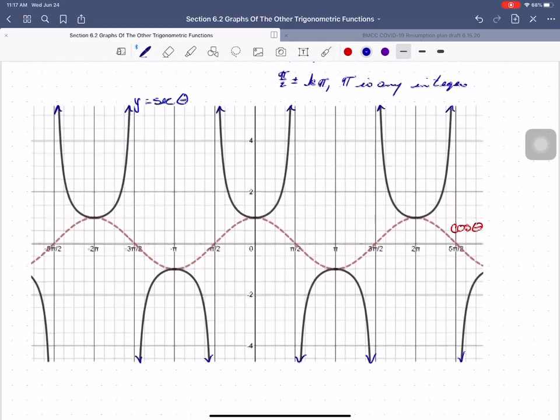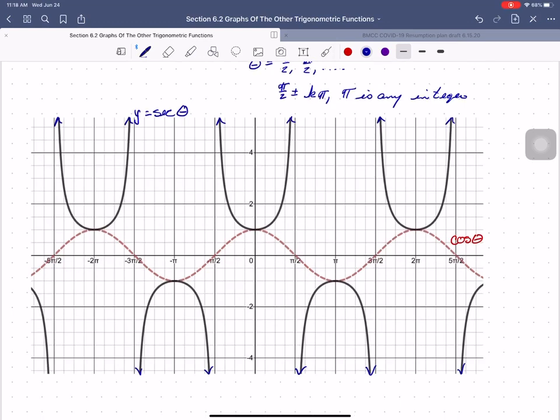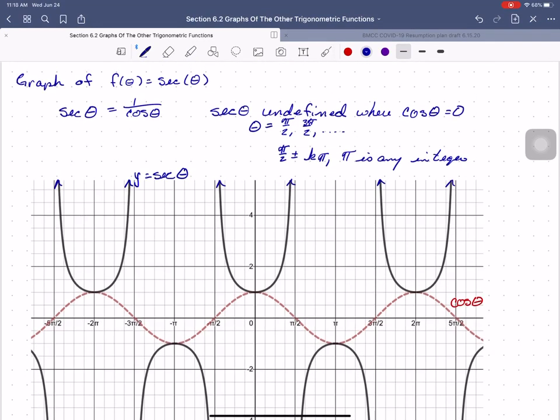So the domain of secant, we can really put any x value in, right? So the domain of secant is all real numbers. The range is a little tricky. Actually, that's not true, is it? Because secant is undefined at certain points. So the domain is theta not equal to pi over 2 plus or minus k pi, where k is any integer.